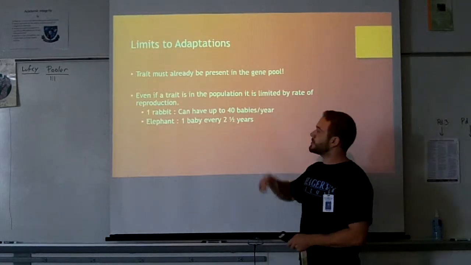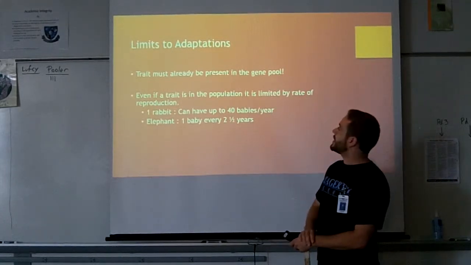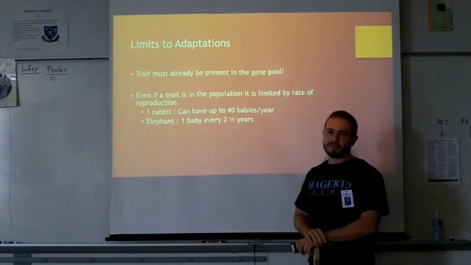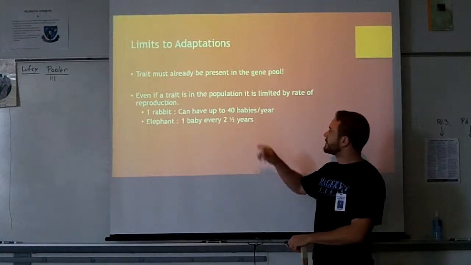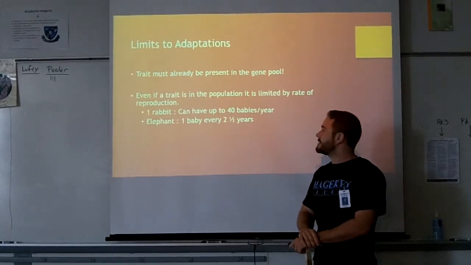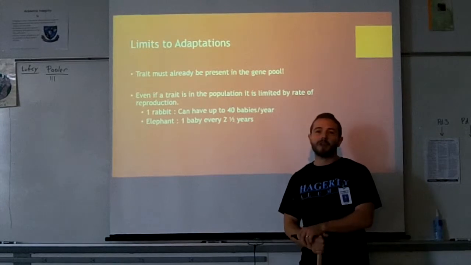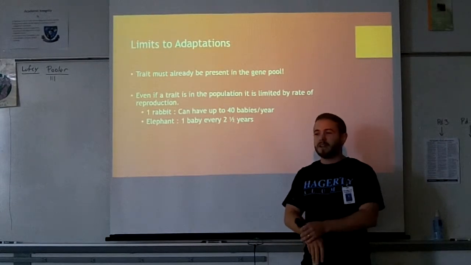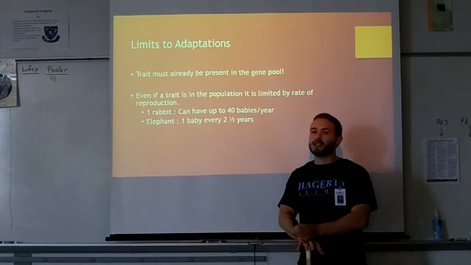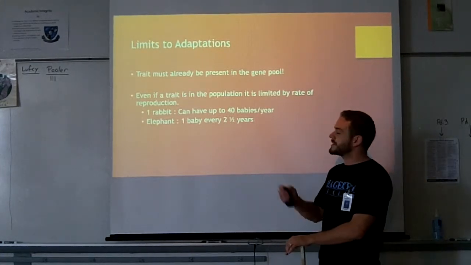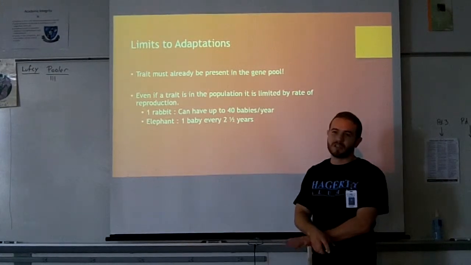Even if a trait is in the population, it is limited by reproduction rate. So what's going to evolve faster, a rabbit or an elephant? Rabbits can have up to 40 babies a year. An elephant can only have one baby every 2.5 years. The gestation period for a human is 9 months, right? Gestation period for an elephant is 22 months. That's crazy. So it takes a long time for us to see such changes in elephants.